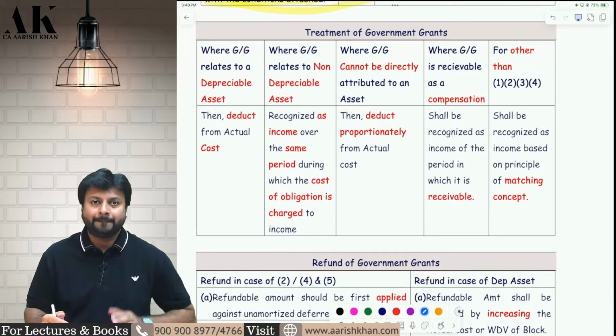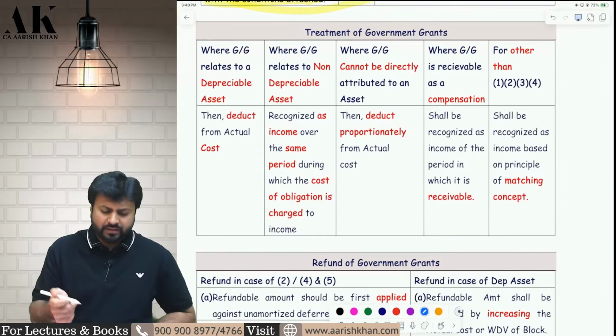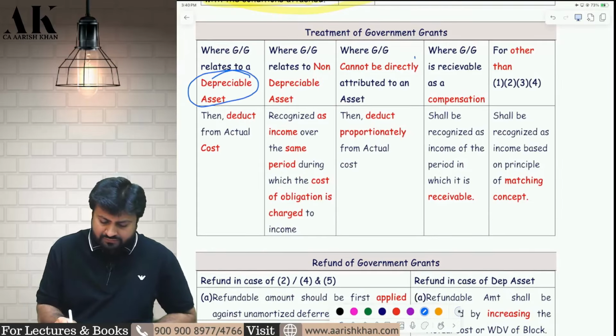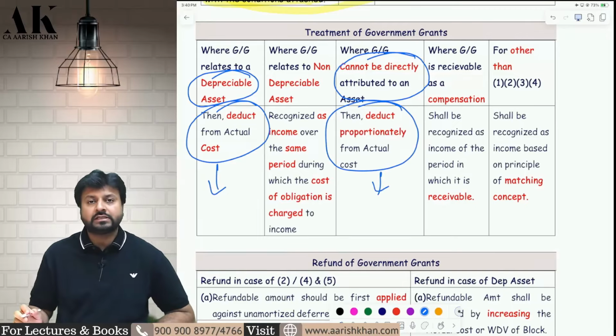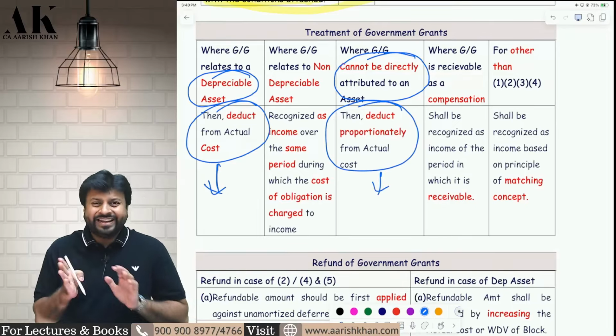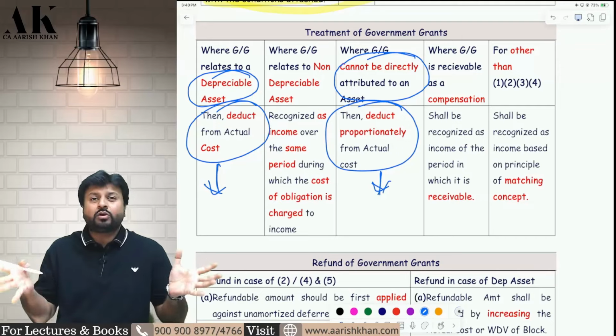What is the treatment? The treatment we have learned is that if it is for a depreciable asset, then it has to be reduced from the cost of the asset. I hope it is clear. The first point and the third point are for a depreciable asset. The first point is for a directly depreciable asset and the second point is for a group of depreciable assets.